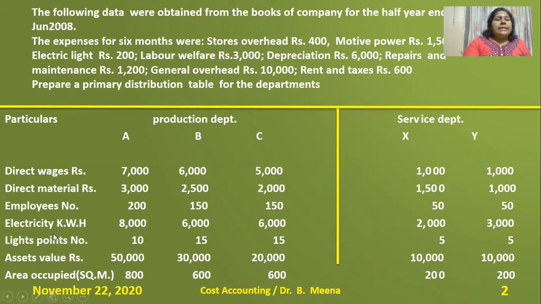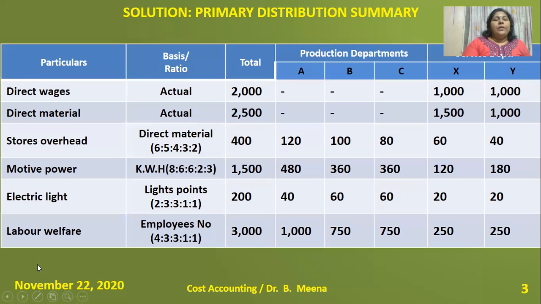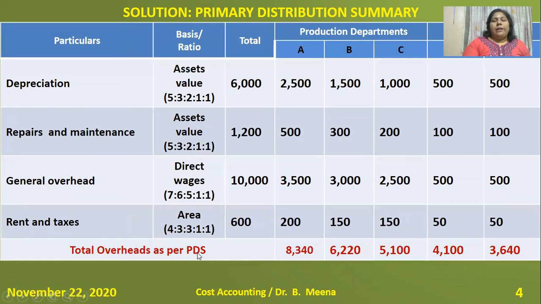Next, I'll move on to the next expenses, depreciation and repairs and maintenance. For both, I'll take the basis as asset value. This is the only information available. So for both depreciation and repairs and maintenance, I'll take the basis as asset value. I showed the remaining items in the next slide. Depreciation, repairs and maintenance, I showed the basis asset value, the same ratio 5 is to 3 is to 2 is to 1 is to 1 for the repairs also. Out of this total, I will take 5 by 12, 3 by 12, 2 by 12, 1 by 12, 1 by 12 for 6,000, and I'll get this amount. The same thing for repairs and maintenance.